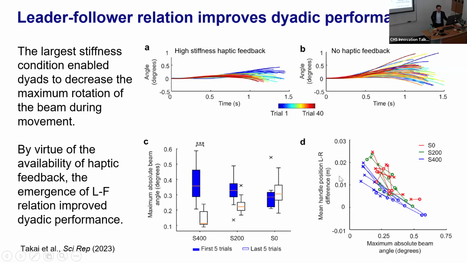So in other words, what I showed you is trying to relate two phenomena: one, the leader-follower relationship, and the other, the performance. And based on this, we conclude that the leader-follower relationship actually was instrumental in dictating this improvement in performance.